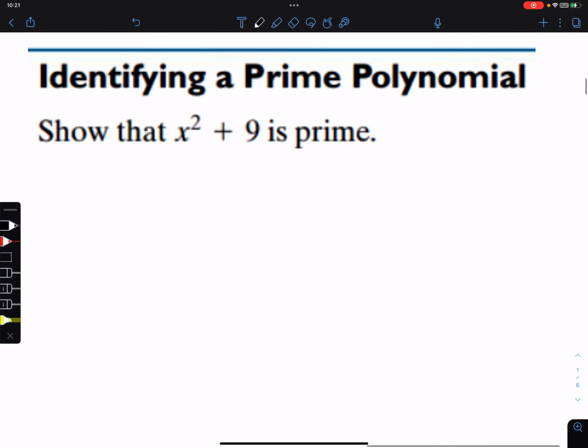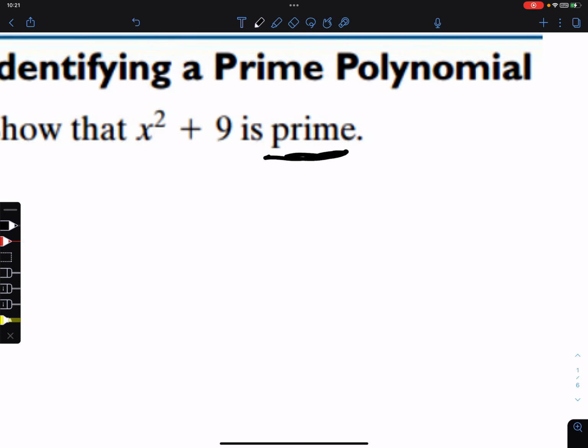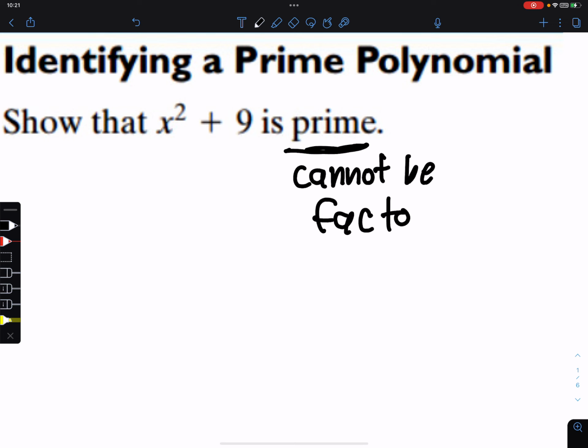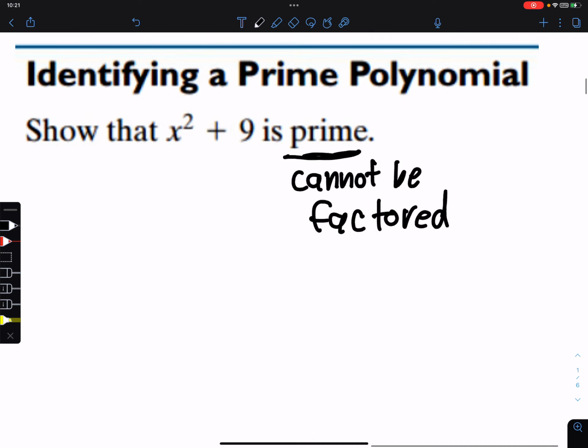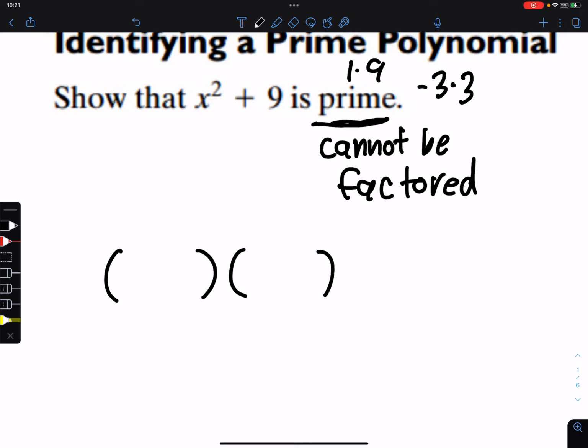Now, show that x squared plus 9 is prime. Prime, in this context, just means cannot be factored. Okay? Cannot be factored. And so let's try to do it. Let's look at the factors of 9: 1 and 9, and 3 and 3. How do we get 0 from these factors? Well, it has to be a negative 3 and plus 3, right?